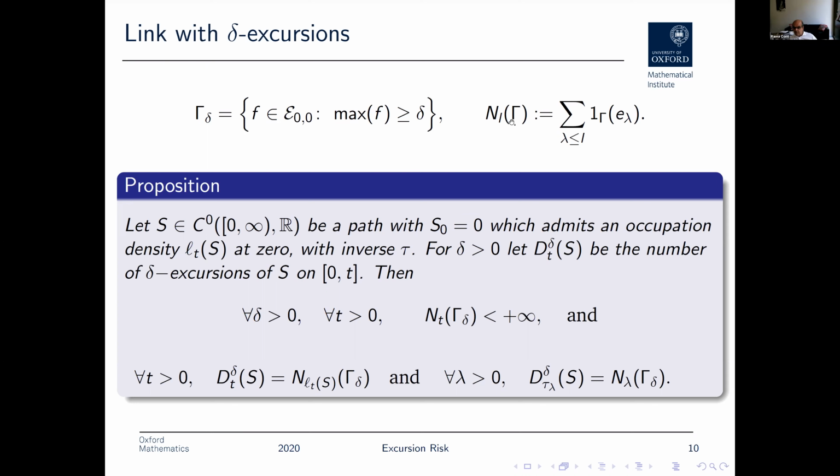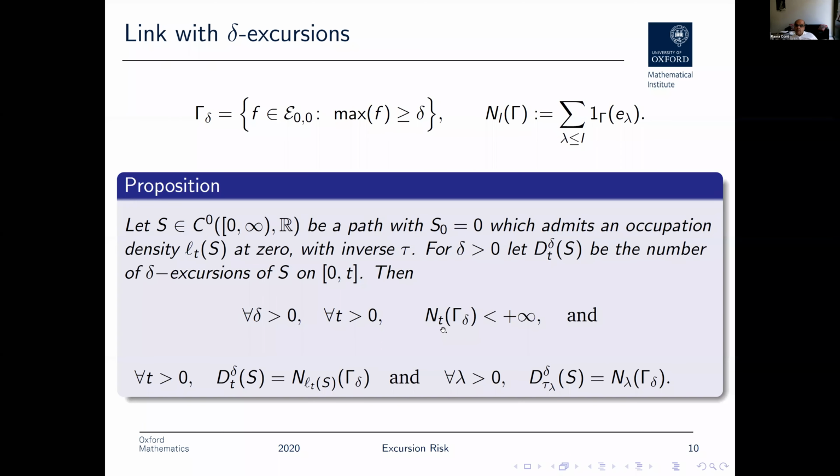But in this point process, you can choose any set gamma. You choose a set gamma of excursions and you count how many excursions up to occupation time L fall in the set gamma. And of course, there's one set gamma which is interesting here, which is the excursions from 0 to 0 who reach delta, so whose max height is bigger than delta. Okay, well, then the statement is that if you plug this set into this counting process, then you get something which is going to be related to the delta excursion.